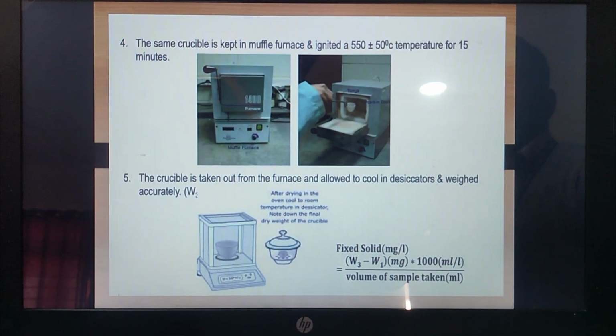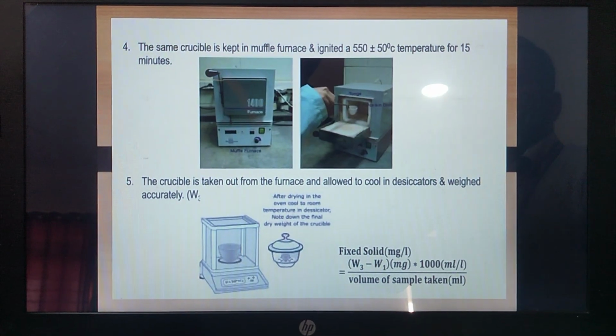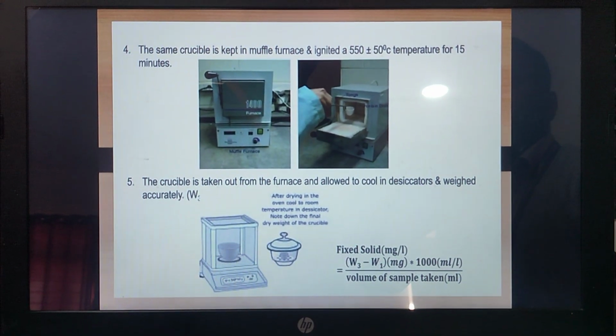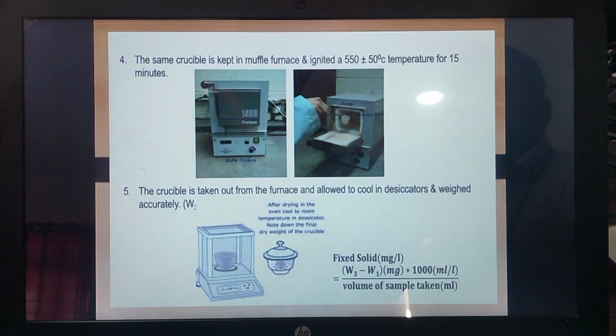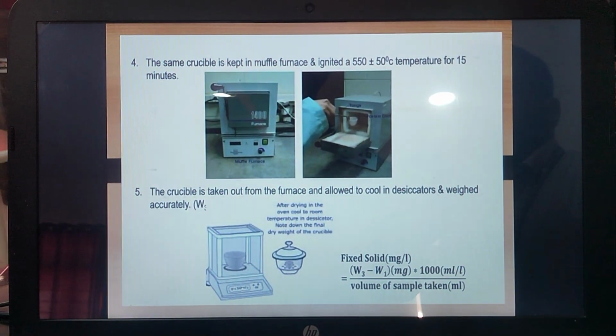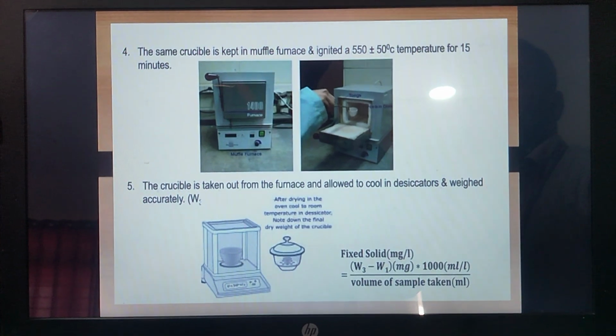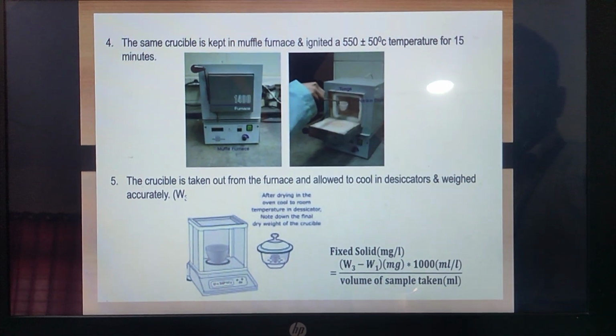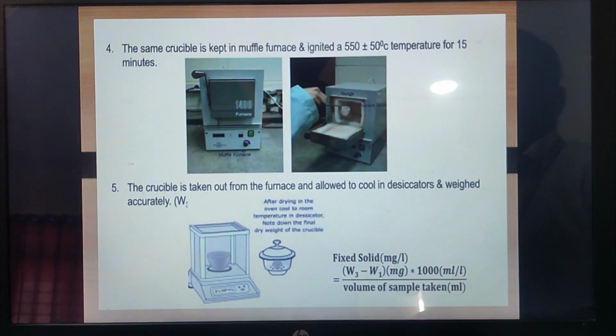So W3 minus W1 will give you the fixed solids, as the formula is given here, divided by the volume of sample we have taken. Again, the same crucible is kept in the muffle furnace and weighed as W3 to find the fixed solids.